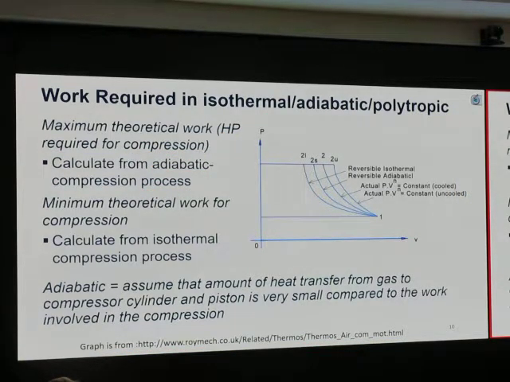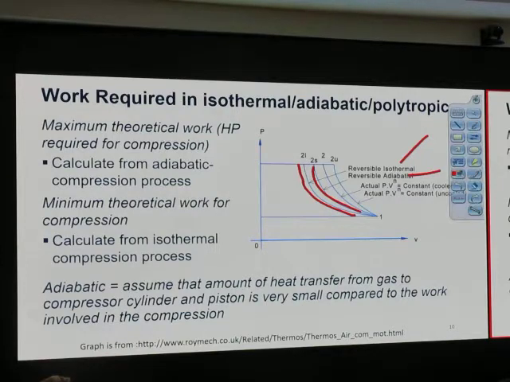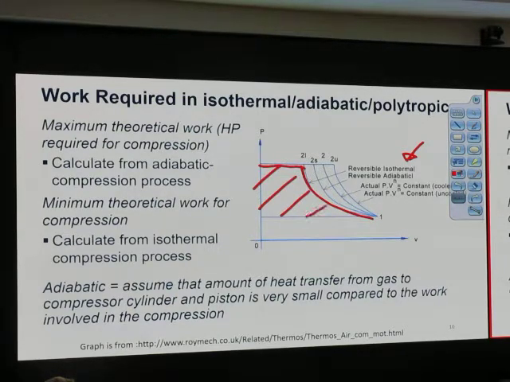Let's take a look at this line. I have the adiabatic reversible line, and the reversible isothermal, another line. Isothermal has a lower graph. Lower graph means less area under the curve. Less area under the curve means less horsepower. Okay, less horsepower to do the same job.